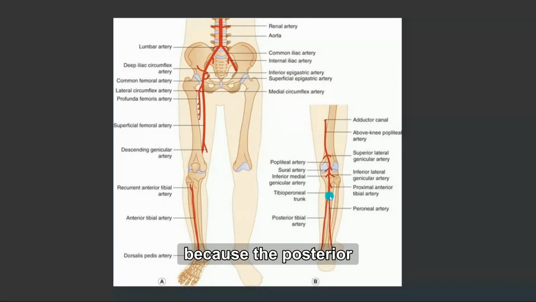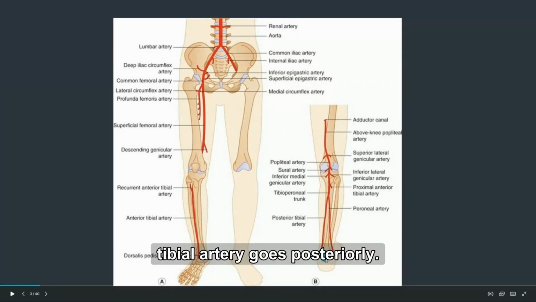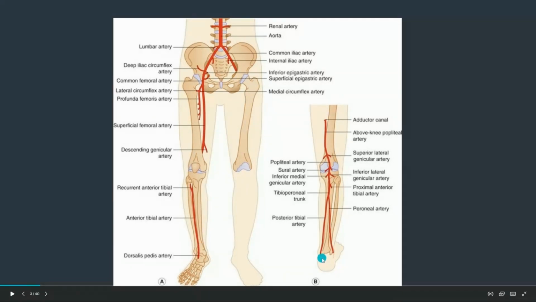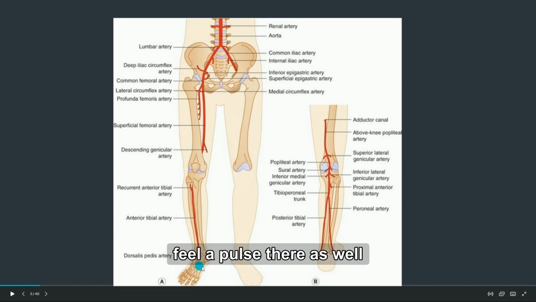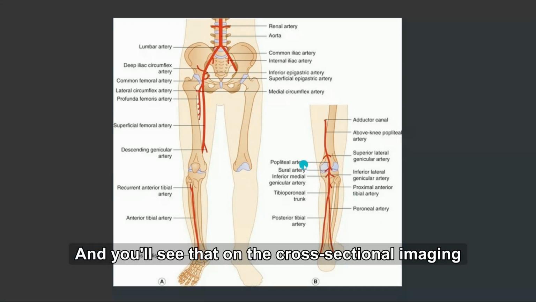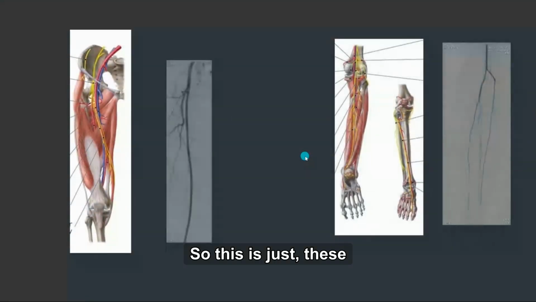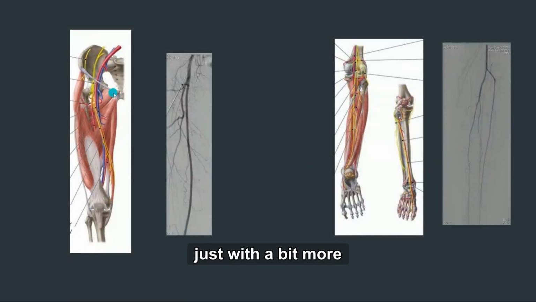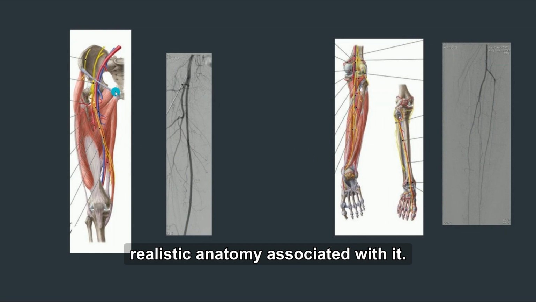They're easy to remember as well because the posterior tibial artery goes posteriorly. It runs medially under the medial malleolus through this thing here called the tarsal tunnel. And that's where you can feel the PTA pulse on yourself. So you can all do that now if you like. And the anterior tibial artery runs anteriorly along the forefoot, and that's where you can feel a pulse there as well, called the dorsalis pedis. And the peroneal artery sort of just fizzles out around here, and it runs in between the two. And you'll see that on the cross-sectional imaging that I'll talk about in a bit. So these are just some more diagrams, just with a bit more realistic anatomy associated with it.